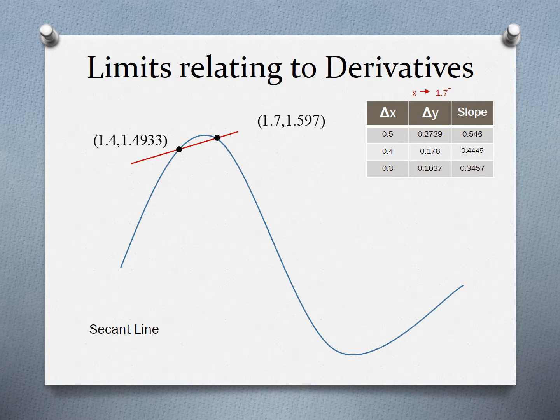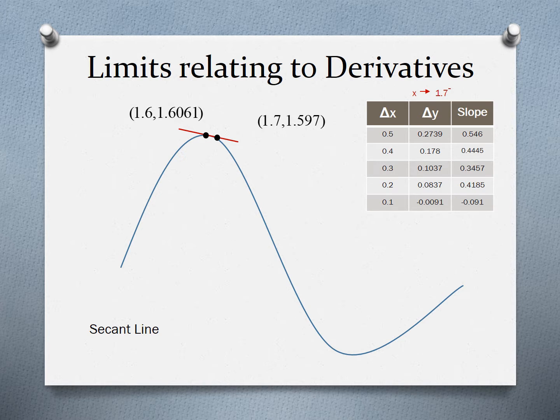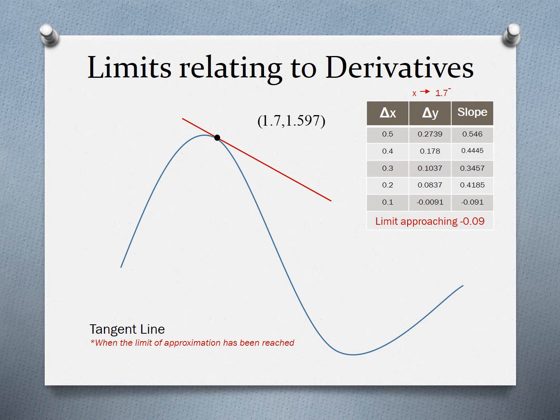X approaches 1.7 from the left. Notice my notation with my negative in the superscript after my 1.7. So that X value, I'm now down to 1.4. I'm going to continue to get closer and closer, and I'm going to observe what's happening to that slope. It's getting closer and closer to what number? This is my limit. Now, as you'll notice, there is going to be a point where I can't get closer because I will become a tangent line. And here I see my limit is approaching 0.09.